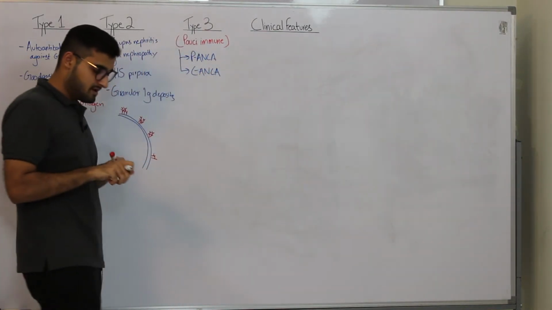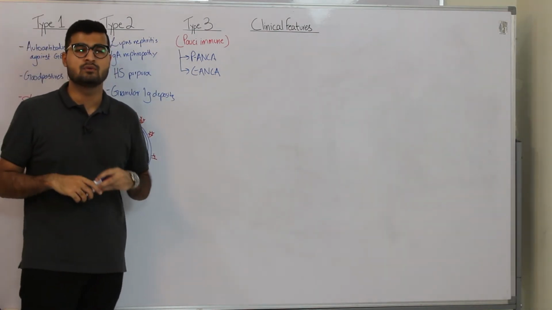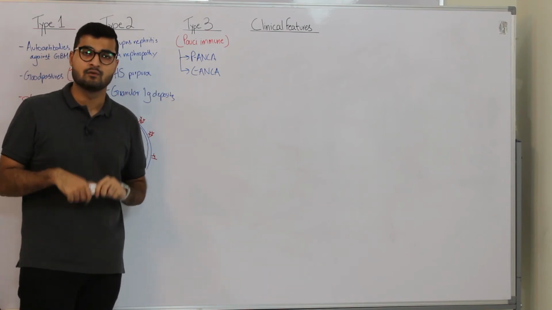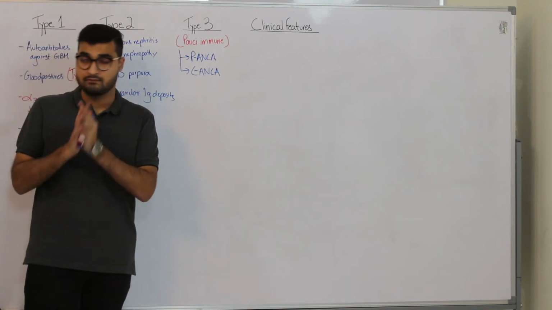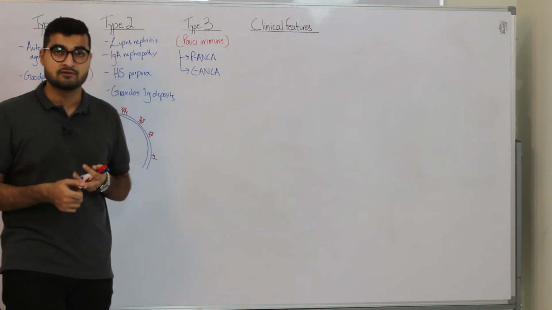Now try remembering a bit of your CVS module. In CVS you read vasculitis, right? Inflammation of your vascular wall. Now in vasculitis there were multiple diseases involving large arteries, medium arteries, small arteries, right?